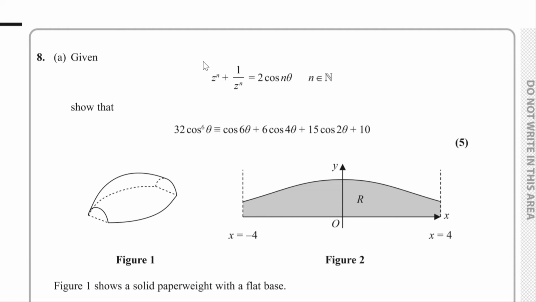Question number 8. For part A, given that z to the n plus 1 over z to the n is equal to 2 cos n theta, where n is a natural number, we have to show that 32 cos theta to the 6 is equivalent to cos 6 theta plus 6 cos 4 theta plus 15 cos 2 theta plus 10.